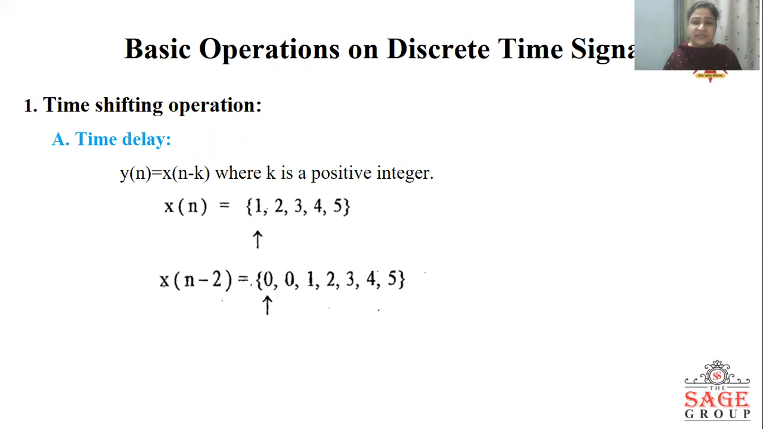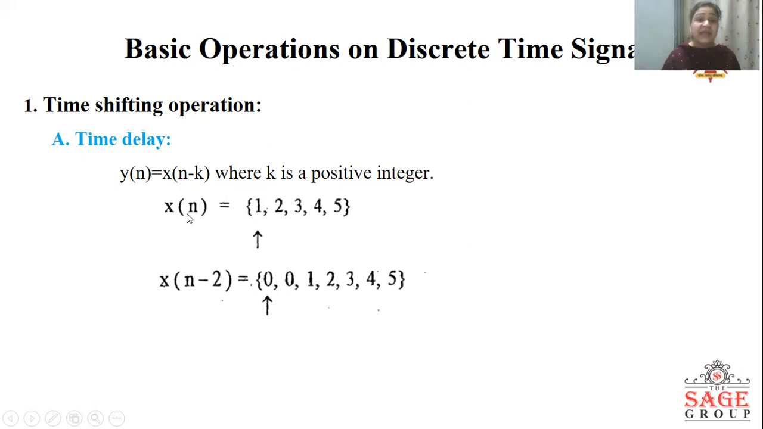Now, next we'll discuss basic operations on the discrete time signal. The first operation which we will discuss here is the time shifting operation. Time shifting operation is carried out in two ways. First is the time delay. Suppose I have any signal x of n and I want to generate another signal y of n, which is equal to x of n minus k, where k is a positive integer. We will call y of n the delayed version of the signal x of n.